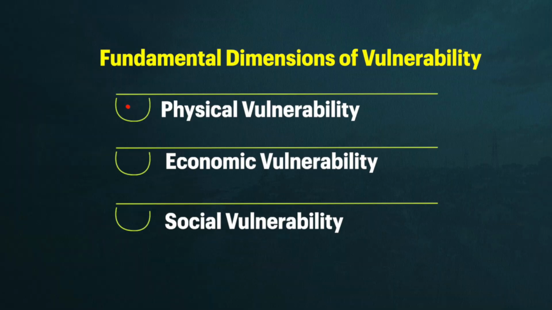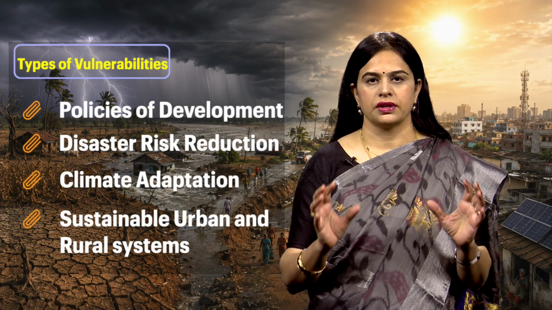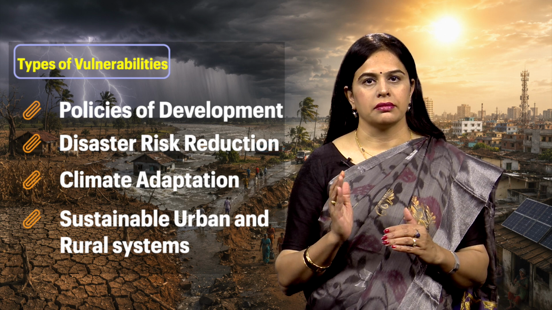There are three fundamental dimensions of vulnerability that are the subject of this lecture. The first is physical vulnerability, second is economic vulnerability, and the third is social vulnerability. All three of these dimensions interact with exposure and sensitivity, meaning how much they are affected when they are put at risk. The need to understand these types of vulnerability is to develop inclusive policies of development, disaster risk reduction, climate adaptation, and sustainable urban and rural systems.